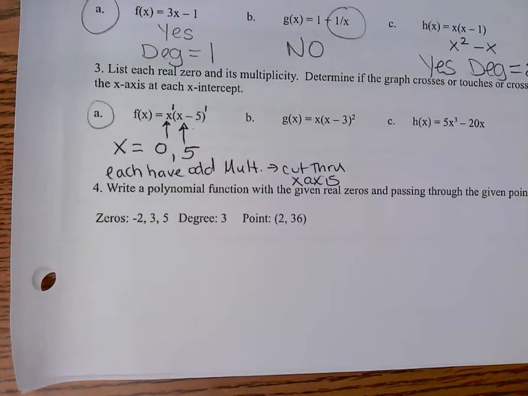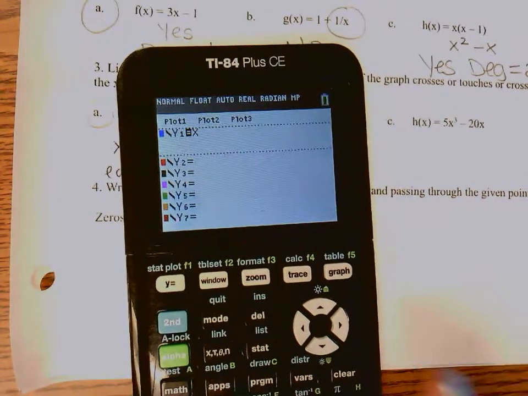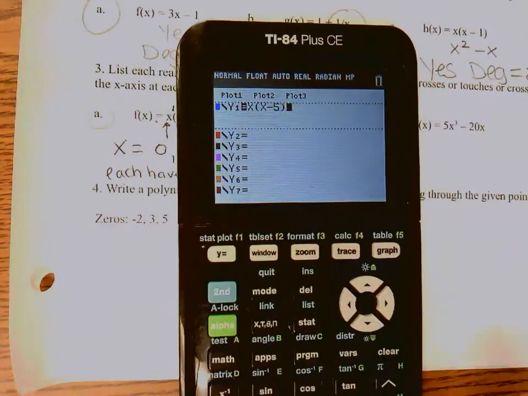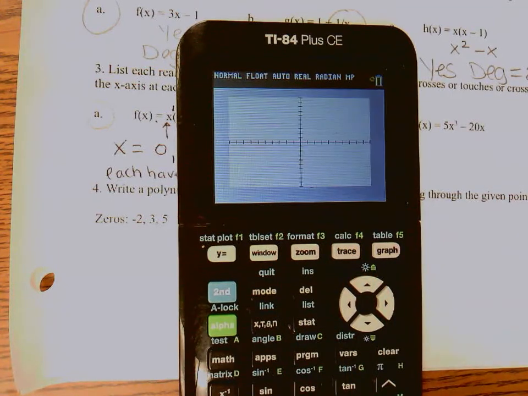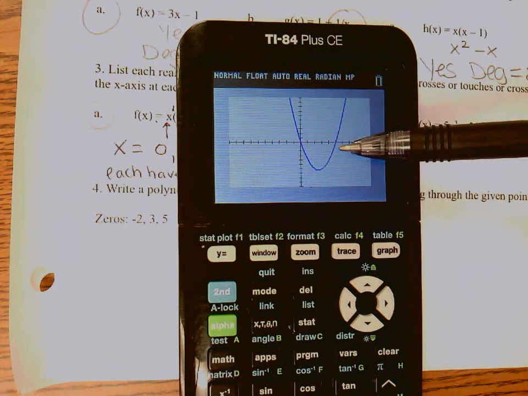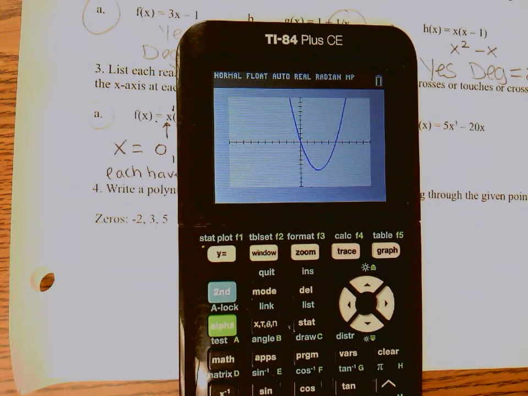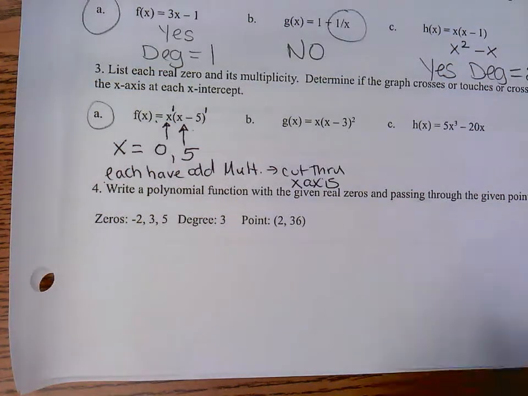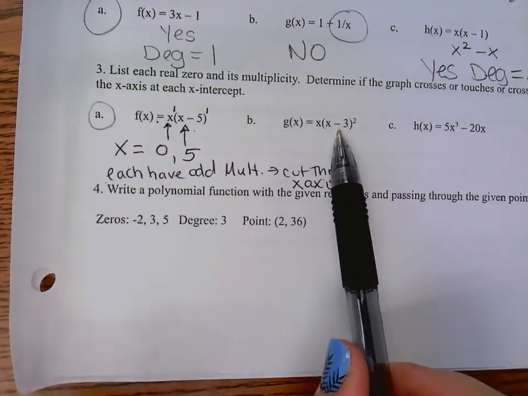Kind of a lot to write down, so sorry I didn't give you more room. And then here's my graphing calculator, so I can put up the graph of that. So what does that look like? X times x minus 5. So I should be seeing that it's cutting through the x-axis at each of those x-intercepts. So it cut through, right? Odd multiplicity cuts through.